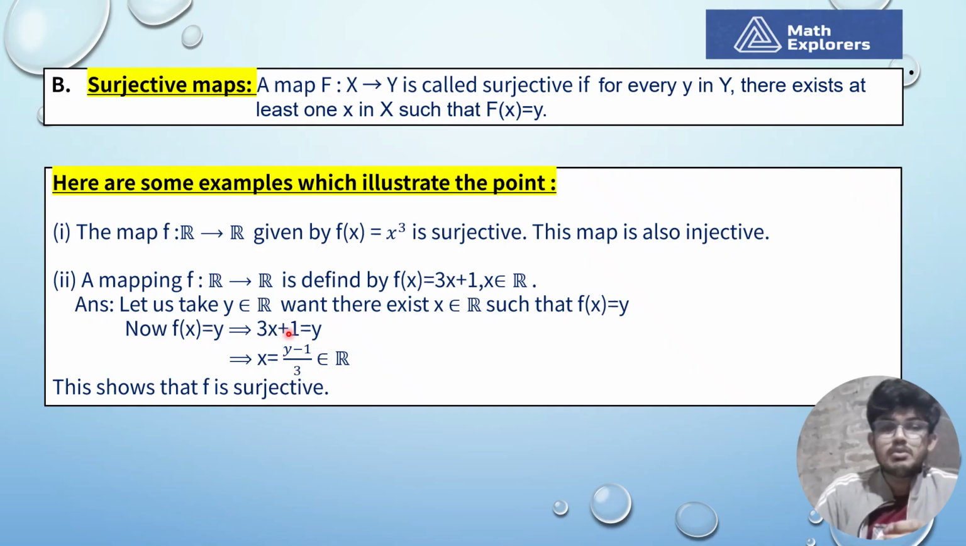Here (y minus 1) by 3 belongs to R for any y belongs to R. So we see that if I consider any element y belongs to codomain set R, then we find at least one element (y minus 1) by 3 belongs to domain set R. This shows that the function f is surjective. Clear? Any doubt? Next page.